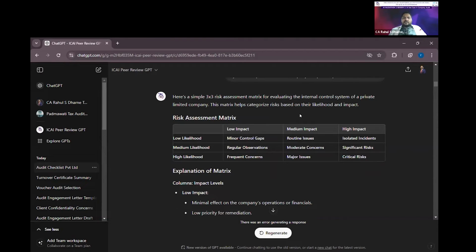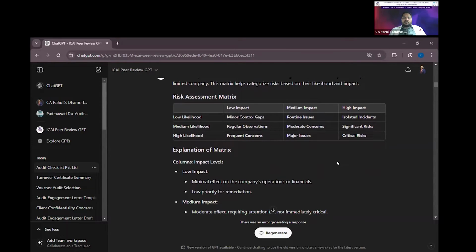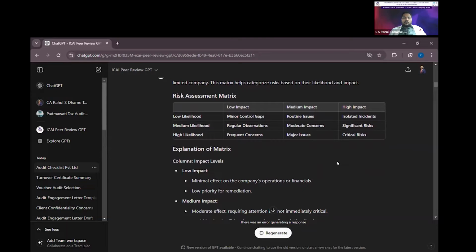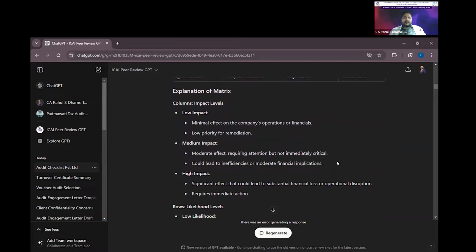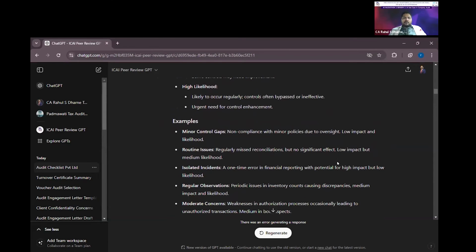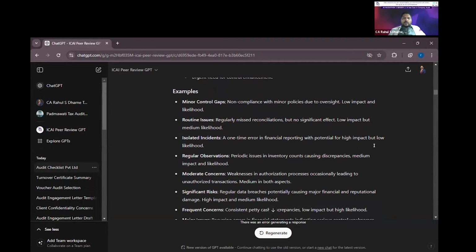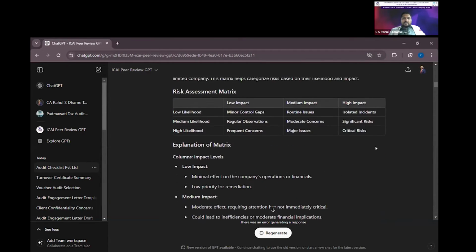Here is the simple 3x3 assessment matrix for evaluating the internal control system of a private limited company. This matrix helps categorize risk based on likelihood and impact. It has given us the risk assessment matrix with low to high impact and low to high likelihood. It explains the matrix as columns of impact levels low to high and risk levels low to high. It means, for example, minor control gaps or non-compliance with minor policy due to oversight is low impact and low likelihood: routine issues, isolated incidents. So it has given us the details about the risk assessment matrix.